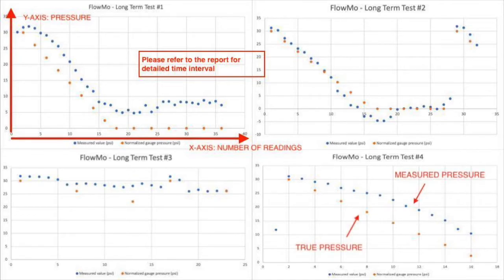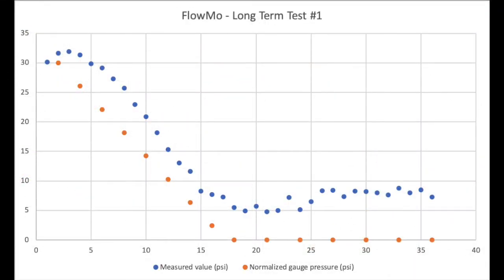On all of these graphs, the orange data points are the gauge pressure values, or what can be called the true pressure, and the blue data points are the measured pressure values from the FlowMo sensor. The first test was a simple leak test where the testing rig was allowed to naturally leak pressure over a 12-hour period, starting at 30 psi.